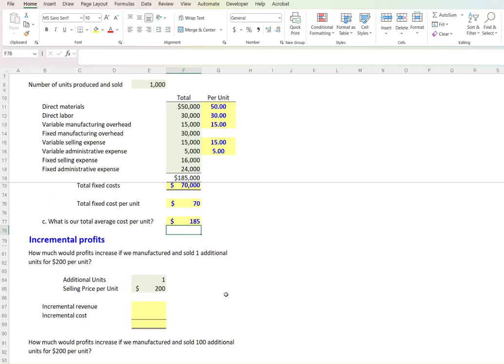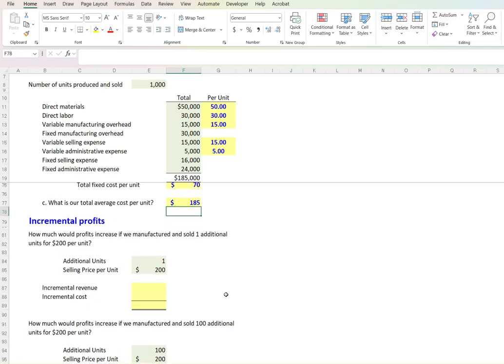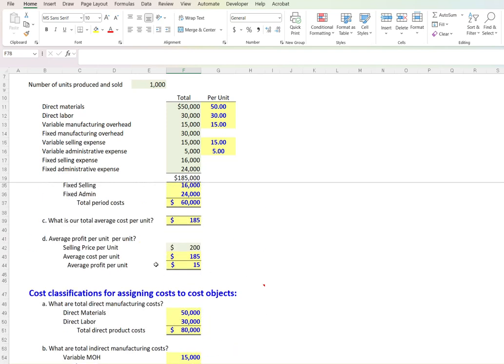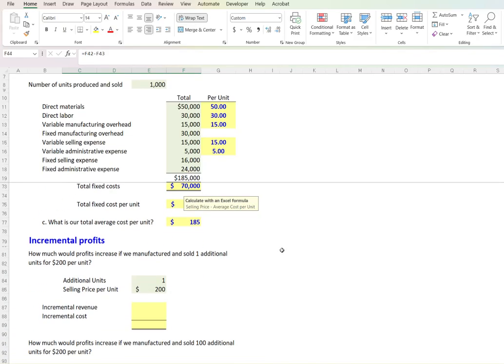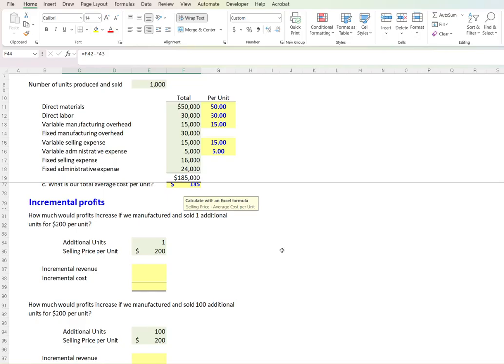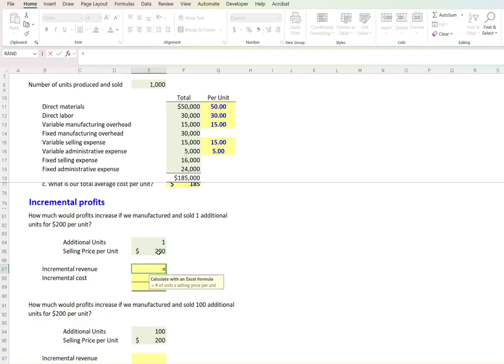And if we sell one more unit, how much will our profits go up? So recall earlier, we said we were making a profit of $15 per unit. So our first inclination would be, if we sell one more unit, our profit, we would think, would go up by another $15. But that's not the case, because recall, our fixed costs per unit will do what? They will go down slightly. Let's go ahead and calculate incremental revenue. It's what? $200 per unit times 1 unit.